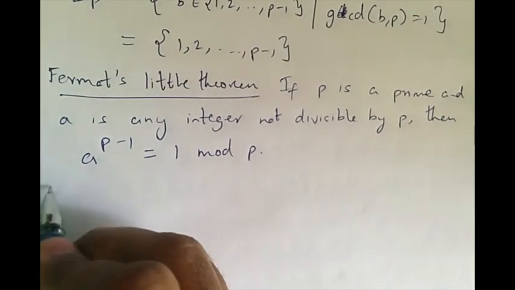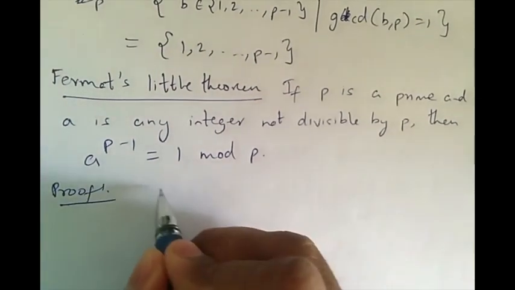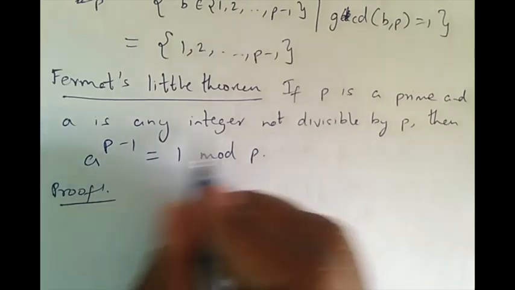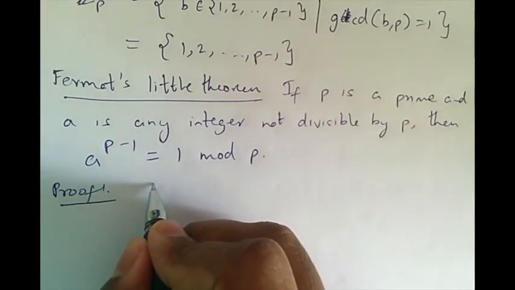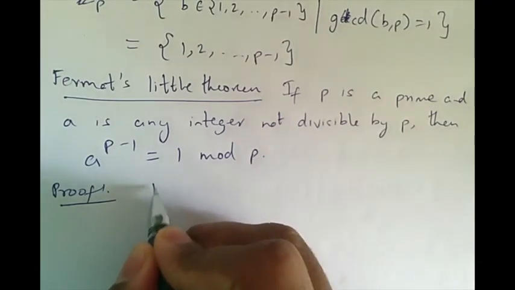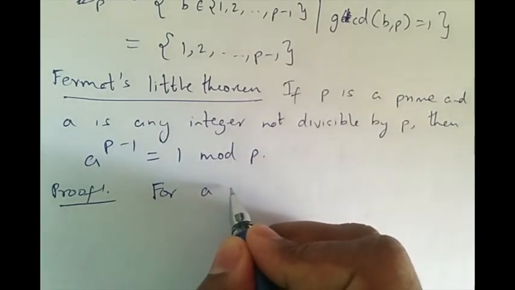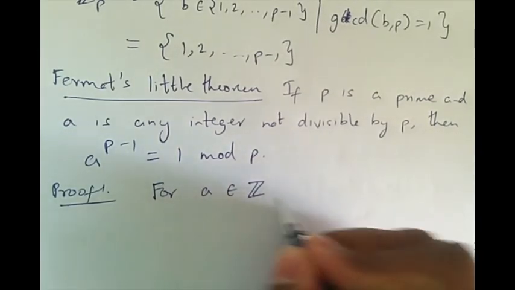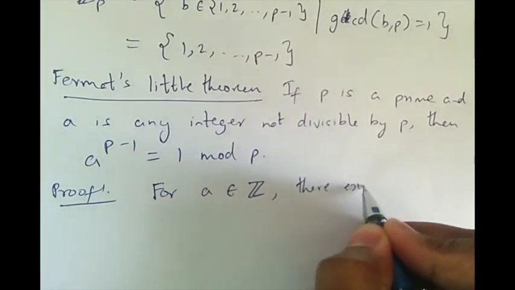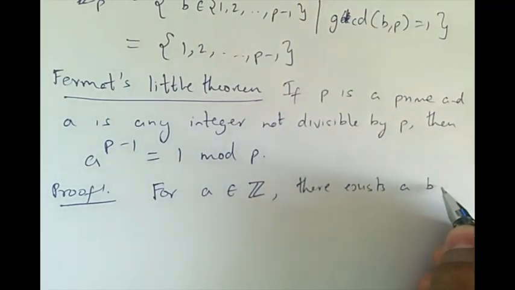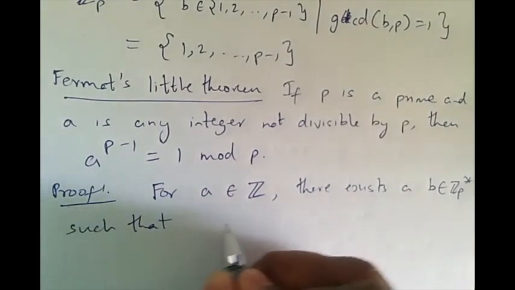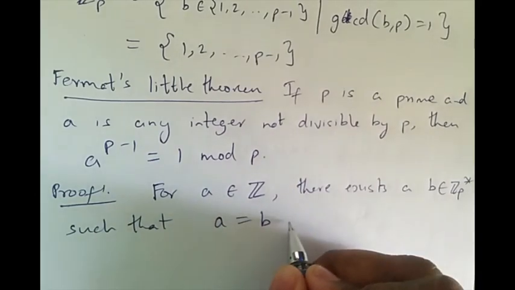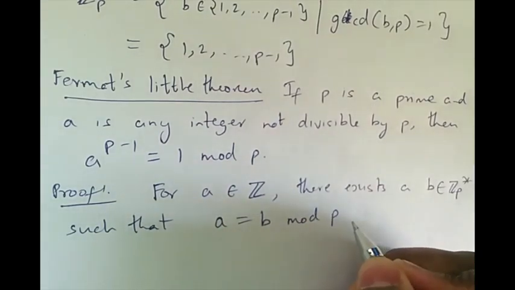Let's do that. So the proof is like this. So a is any integer. It need not be in Zp star. So for a in Z, there exists b in Zp star such that a is equal to b mod p. So why can we say that?